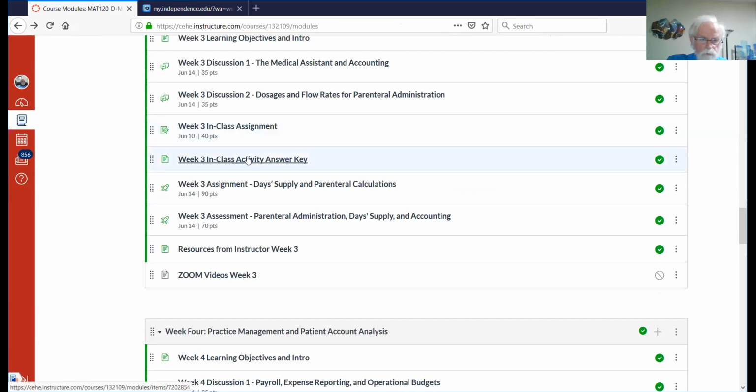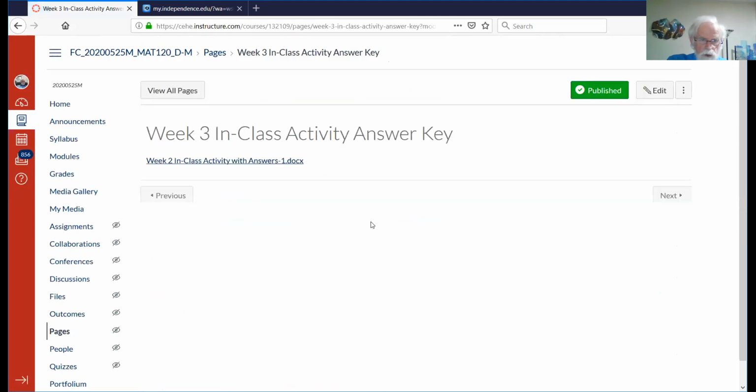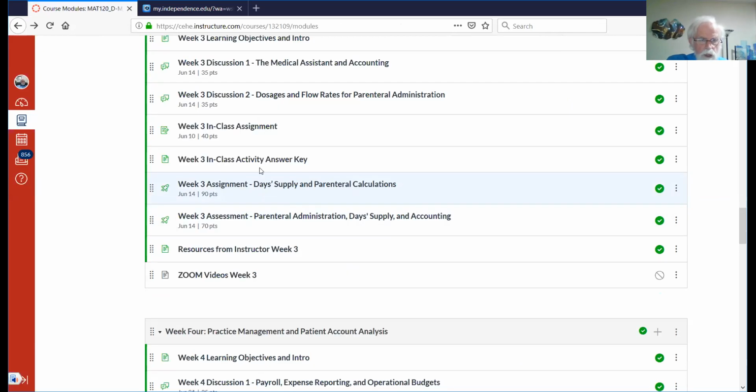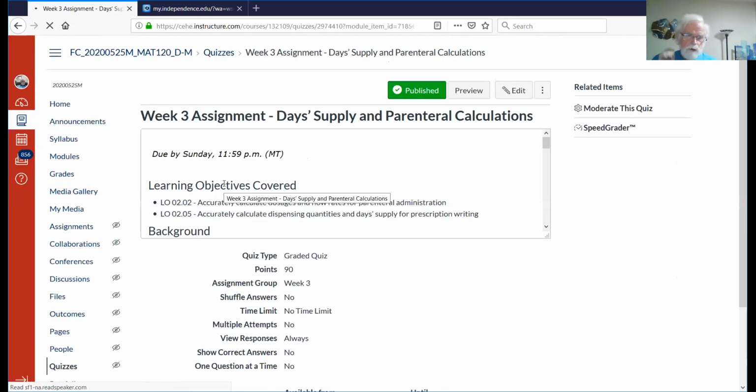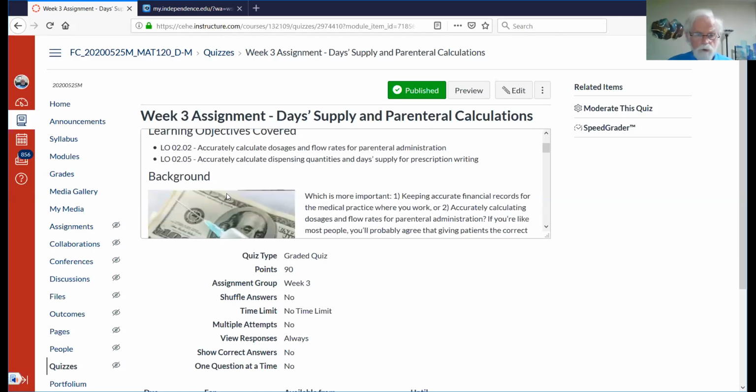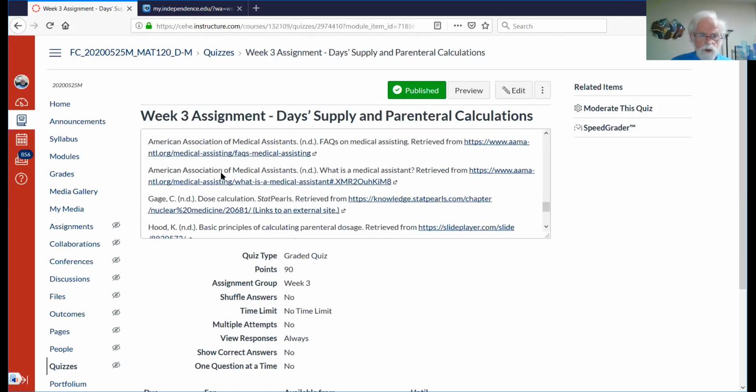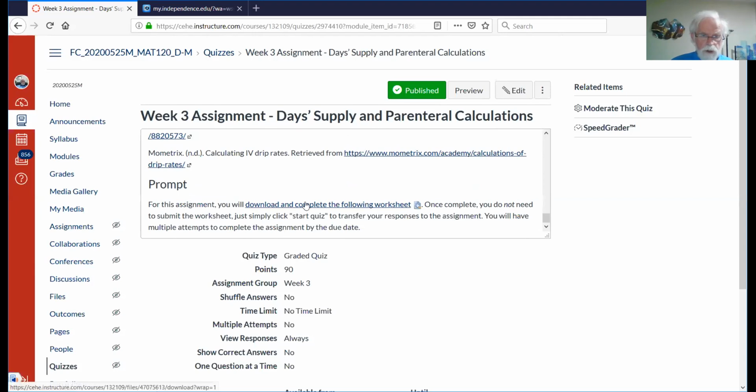On Wednesday, we'll have the in-class activity. That I'll have to fix, it's in the wrong spot. So we're going to look at the week's assignment. And here, the assignment for the week is all about the calculations, days supply and parenteral. So you can download the worksheet by clicking here in the prompt.